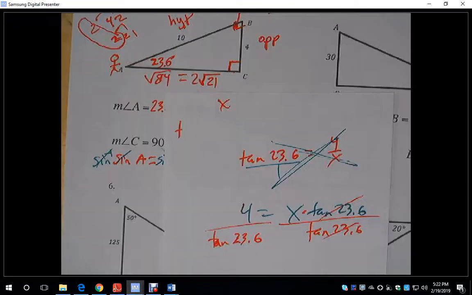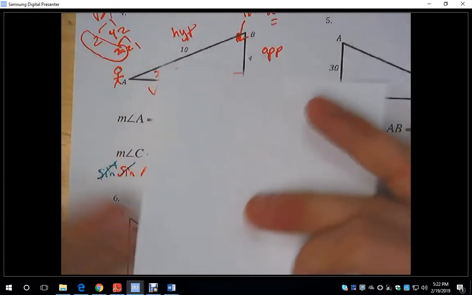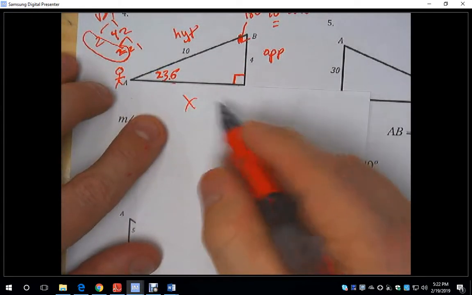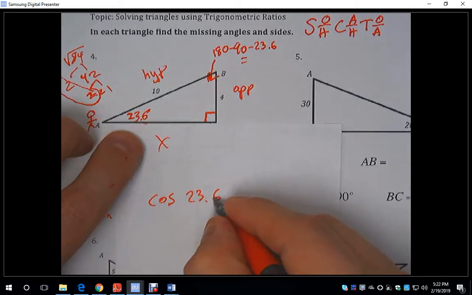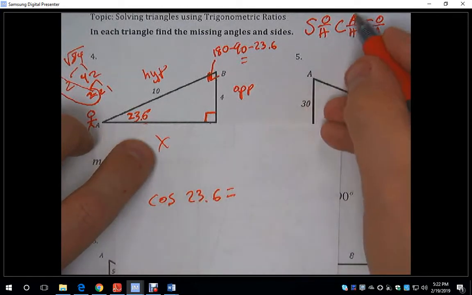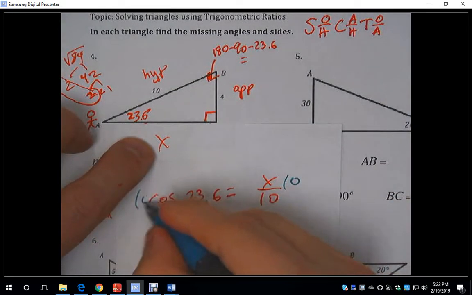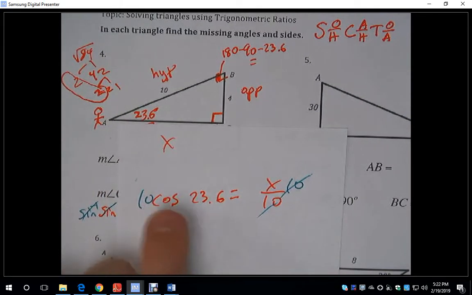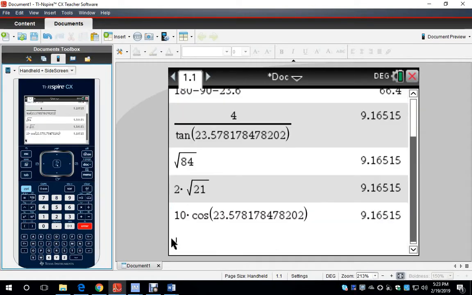I'm going to solve this one other way. Instead of tangent, if we don't know this side right here, I'm going to use cosine. So cosine of our angle of 23.6 is equal to adjacent over hypotenuse, which is x over 10. I'm going to multiply both sides by 10, and that should give us the same answer. So that would be 10 times cosine of our angle, which gives us 9.16.